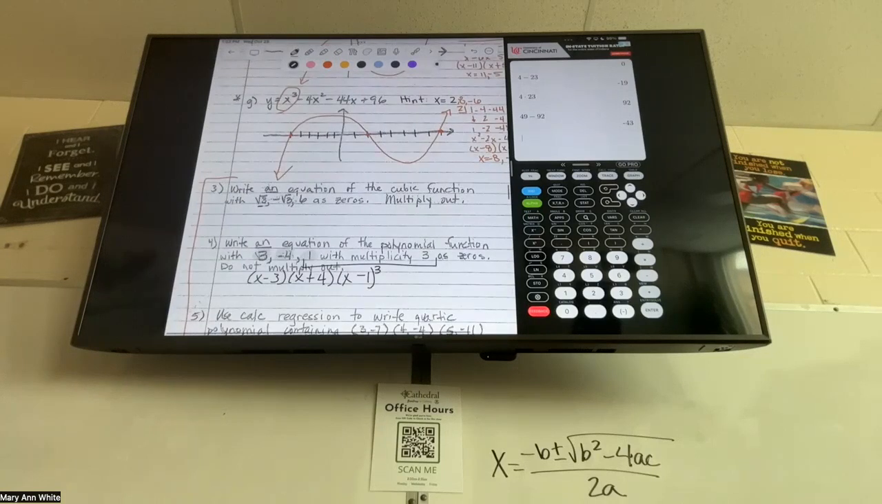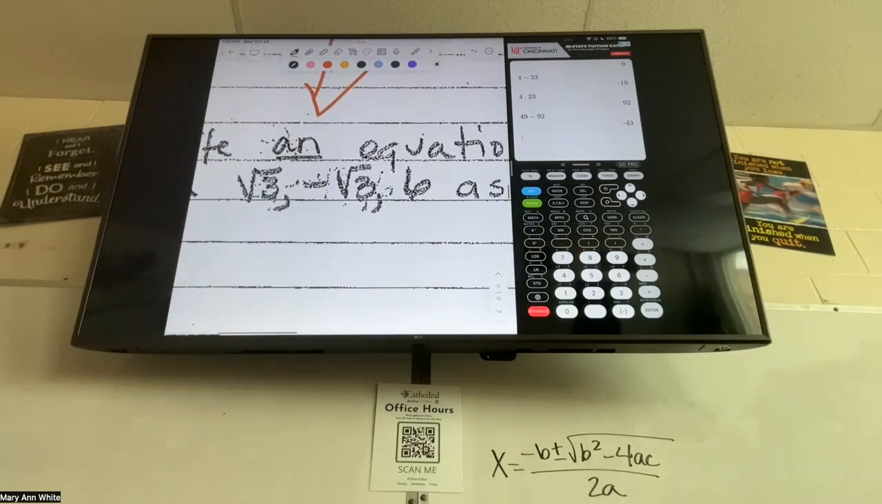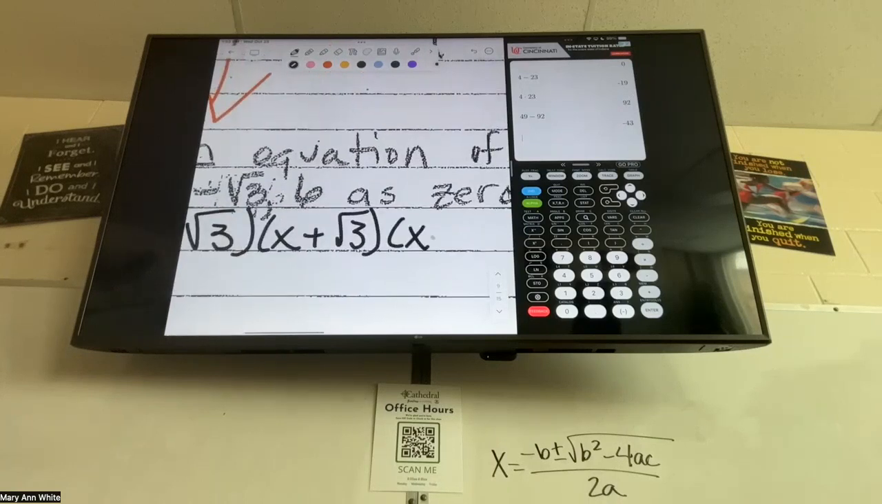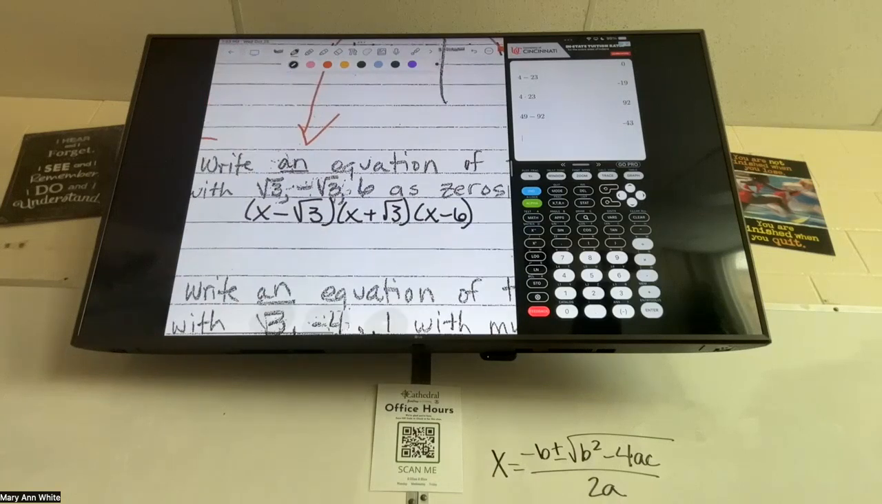So if I tell you, write the cubic function with root 3, negative root 3, and 6 as zeros, what would we write? y equals x minus root 3, x plus root 3, x minus 6. So we just write it in factored form like that. Again, we have to do the positive and the negative version of those root 3s.